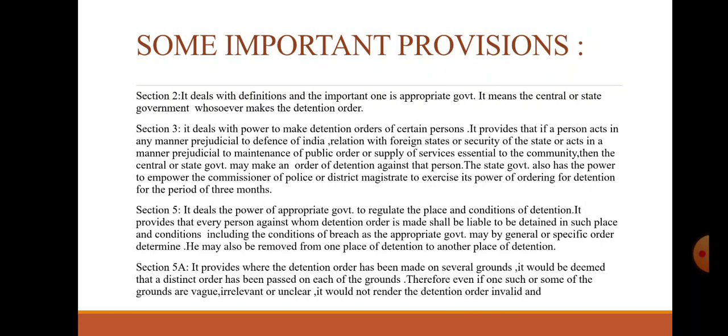Then coming to section 3, it deals with the power of making detention orders against certain persons. It provides that if a person acts in any manner, as we already have studied, prejudicial to the defense of India, relation with foreign states, security of the state, maintenance of public order or supply of services essential to the community, then the central government or the state government may make an order of detention against that person. And there are certain subsections in this section. In another subsection, the state government also has the power to empower a commissioner of police or district magistrate to exercise the powers of ordering detention, and this power can be given to these officers for a period of 3 months.